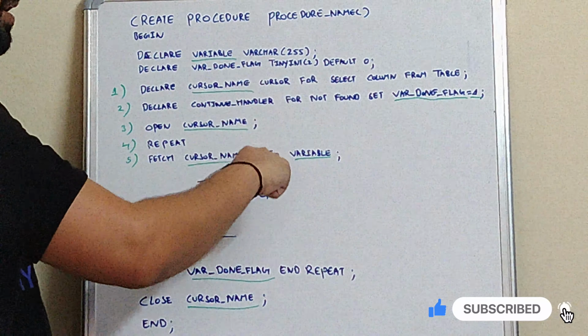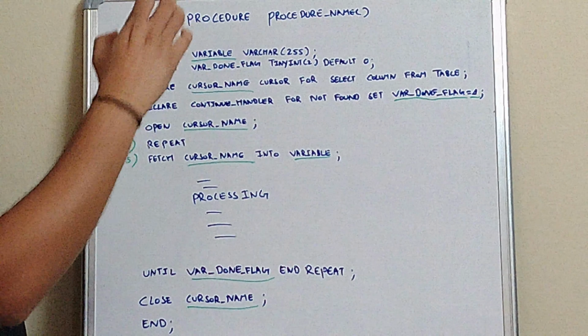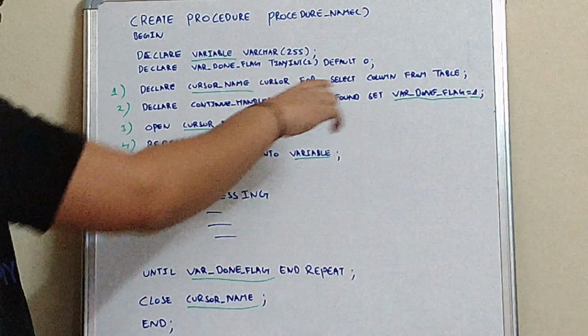So this is the most basic syntax for a cursor to fetch data from a table. Only one column is being selected. We have done our processing and then exit from the loop whenever the next row is not available.